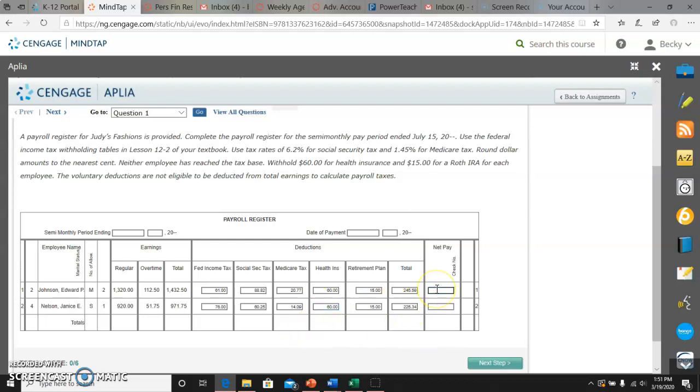And then, once we have our total earnings and our total deductions, I subtract, so take total earnings minus total deductions to get net pay for each of them. And for Edward, it's going to be 1186.91. And for Janice, it's going to be 746.41.